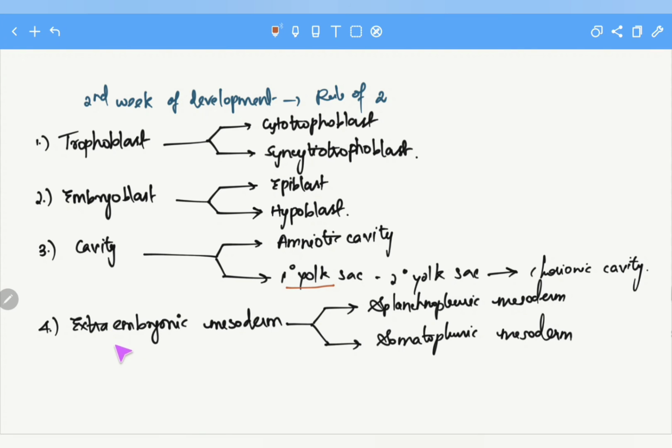Except that place, the extra embryonic mesoderm lines all those cavities, that is the yolk sac and the amniotic cavity. And after some time, it also splits into two layers: the splanchnopleuric mesoderm, which is closer to the yolk sac and the amniotic cavity, and the somatopleuric mesoderm, which is attached to the cytotrophoblast.